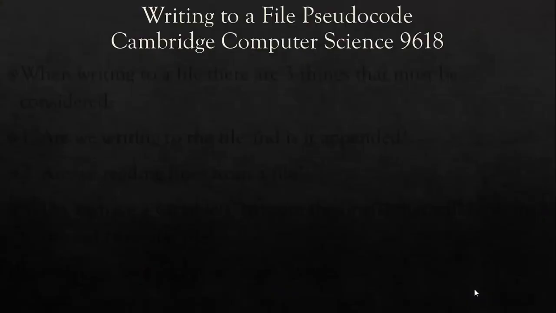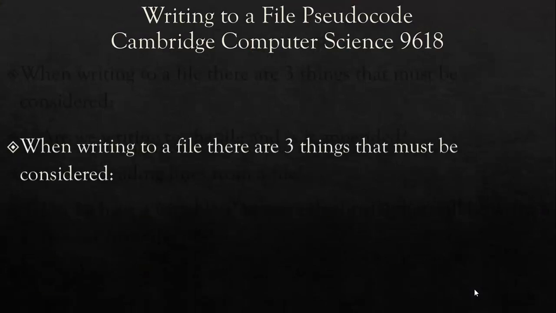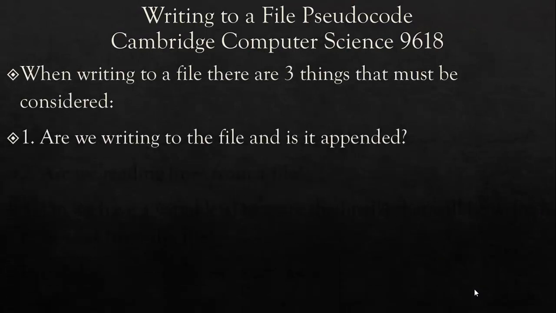When you're writing to a file or reading from a file, there's really three things that you need to consider. One, are you going to write to the file, or do you need to append the file? When we say append the file, we mean update it. We're going to leave the original contents and we're going to update it. When we're writing to the file, we're getting rid of everything that used to be there and we're starting fresh.